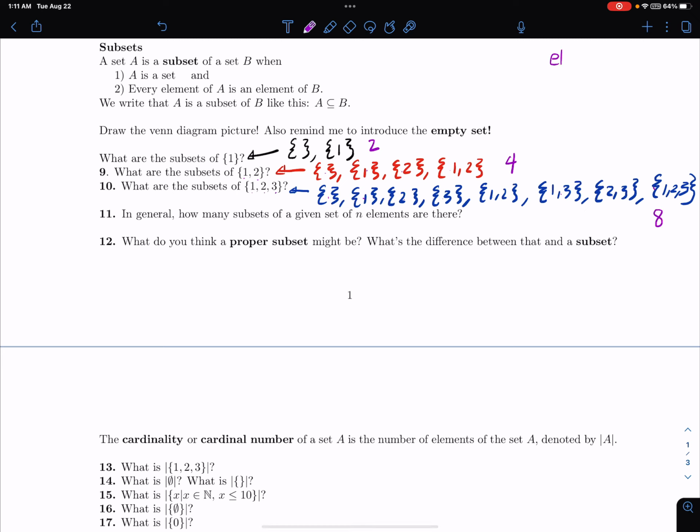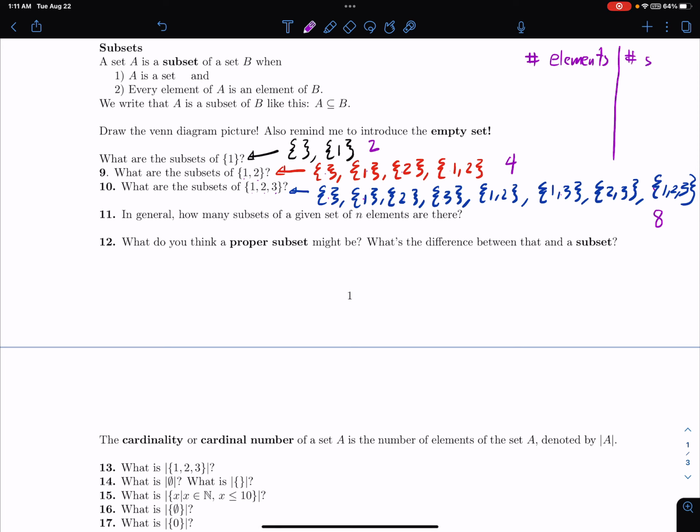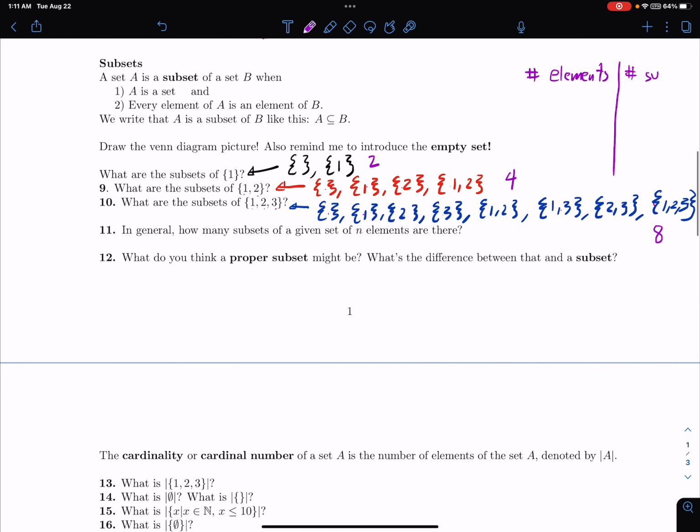Let's say elements, the number of elements in one column, and then the number of subsets. Oh, in case you're not familiar, this symbol over here stands for number. It's just shorthand for number because I don't have space.